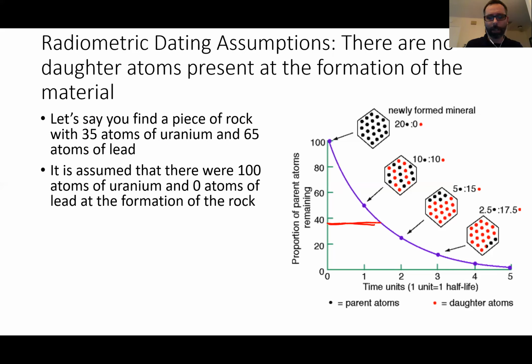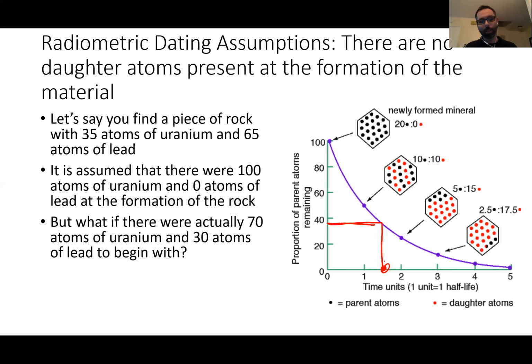radioactive elements are around, and that would put us over here at about 1.5 half-lives, right? But what if, because we couldn't know this, like if this has been going on for 704 million years or whatever it was, how do we know what we actually started at? What if there was actually 70 uraniums and there were already 30 atoms of lead to begin with? So instead of going from 100 down to 35, we only went from 70 down to 35, right? And so this would mean that a much smaller amount of the radiation had gone by, right? It would be something like up here.